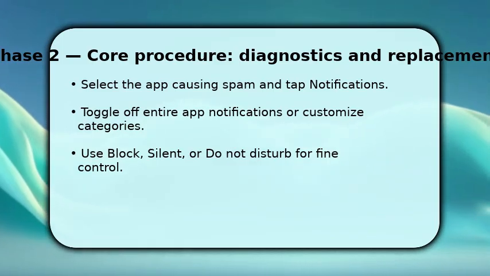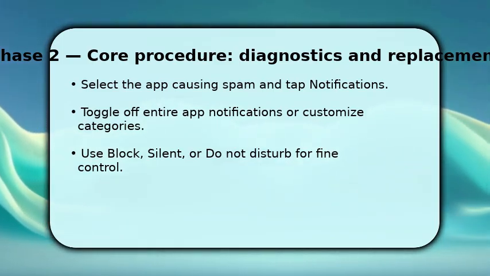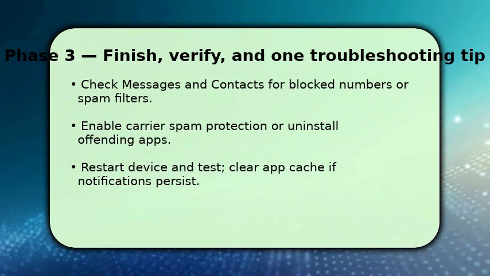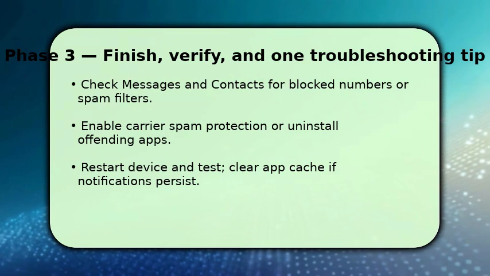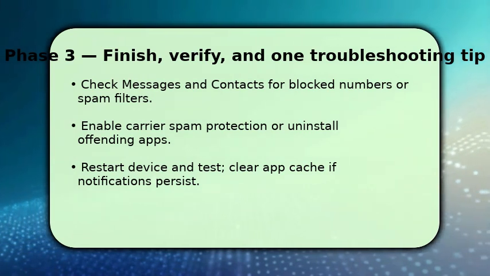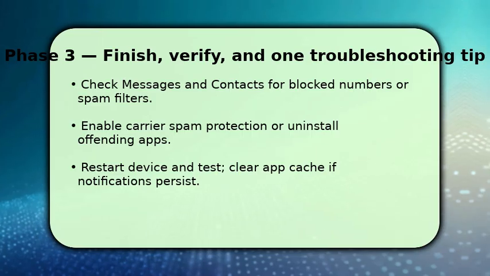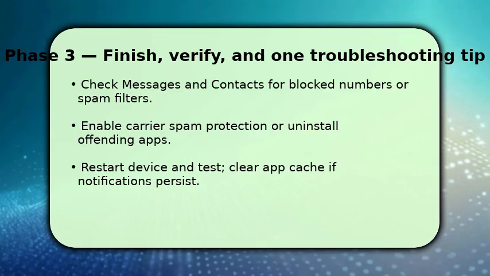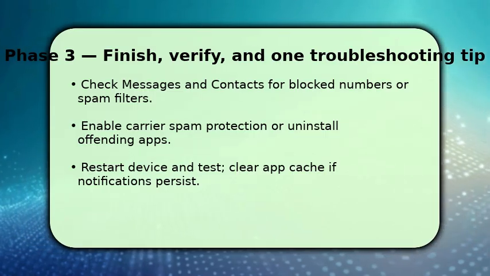If carrier or browser messages are the source, repeat this process for the finish by checking messages and your contacts to block numbers and enable any built-in spam filters. That prevents repetition. If spam came from a third-party app, uninstall it or revoke notification permissions so it can't return. Once done, restart your phone and send a test message to confirm changes took effect.